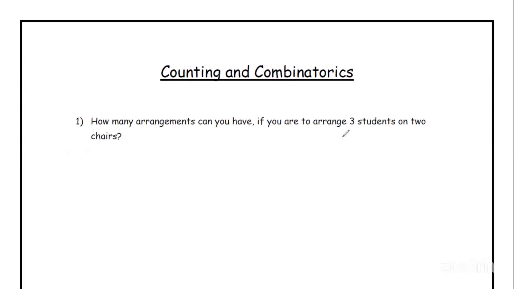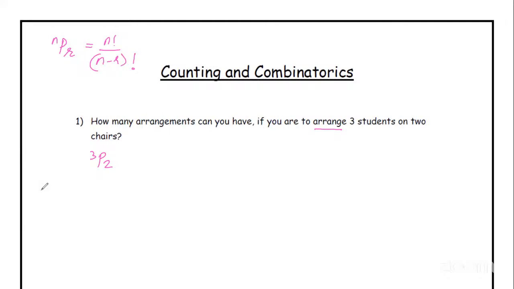Okay. So how many arrangements can you have if you are to arrange 3 students onto 2 chairs? Now, ideally out here, arrange 3 students on 2 chairs, you'd simply say, okay, Neville, it is 3P2. So I'll just write down for those people, the formula is nPr, which is n factorial upon n minus r factorial.